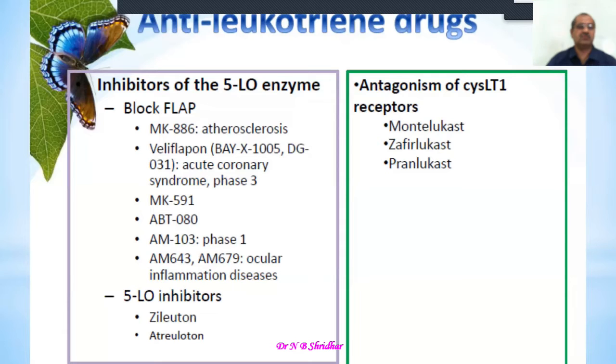The 5-lipoxygenase inhibitor, that's Zileuton, is in clinical use, whereas the antagonists of the LT1 type of receptors are montelukast, which is very commonly prescribed in case of different types of allergies, and zafirlukast and pranlukast. All these three are the important drugs which inhibit the cysteinyl LT1 type of receptors, and clinically they are used very commonly everywhere.